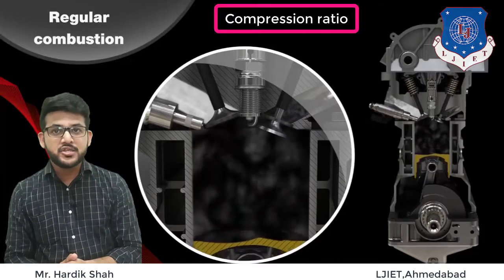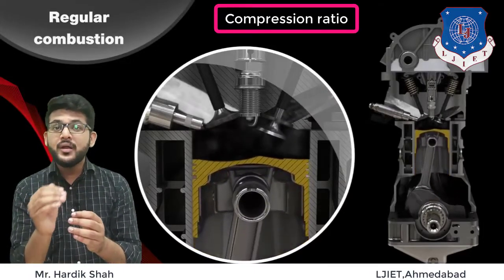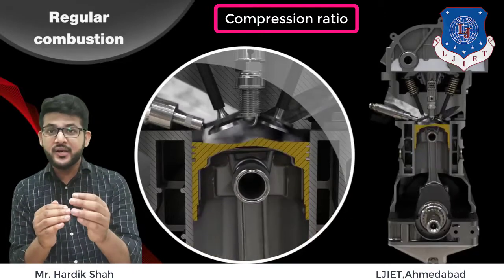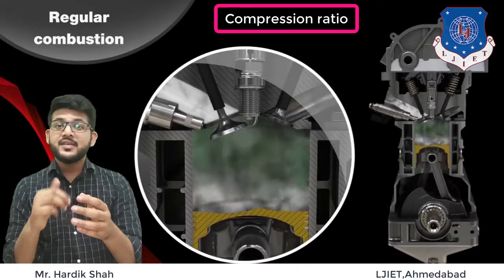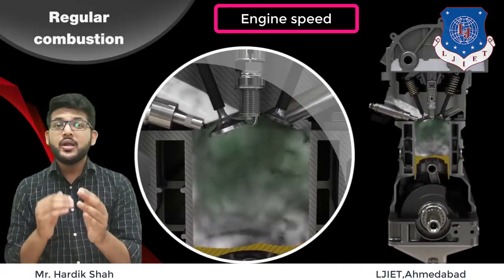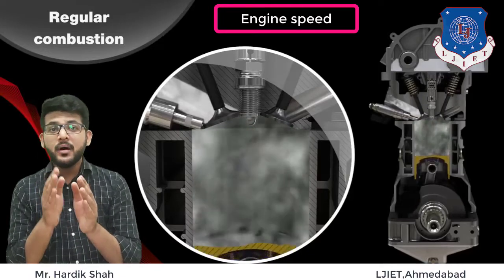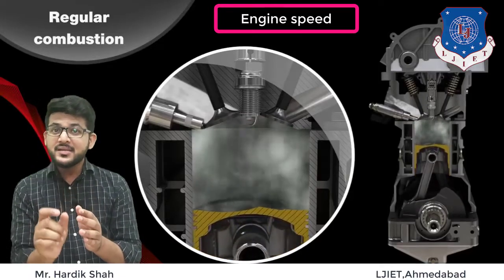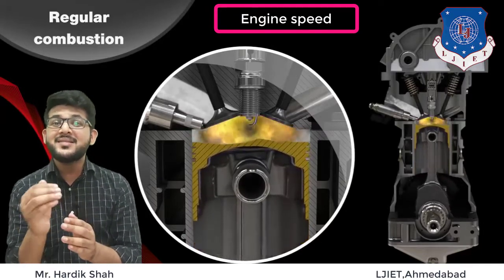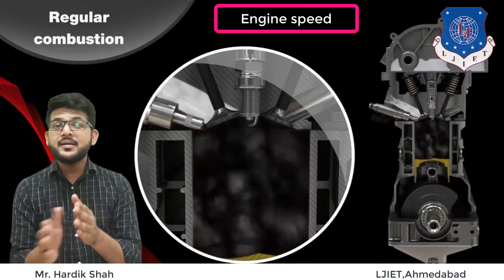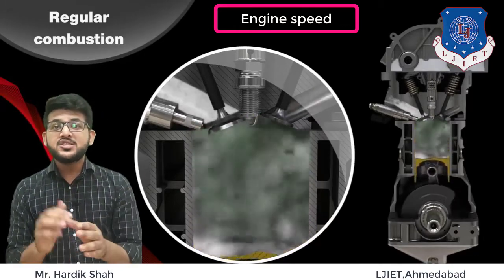The first one is compression ratio. At high compression ratios, even before spark ignition, the fuel air mixture is compressed to very high pressure and temperature, which promotes auto ignition, or self ignition. The second one is engine speed. At low engine speeds, the flame velocity is very slow and thus the burning time is very long. This results in more time for auto ignition. At high engine speeds, there is less heat loss, so the unburned gas temperature is higher, which promotes auto ignition. The third one is spark timing.